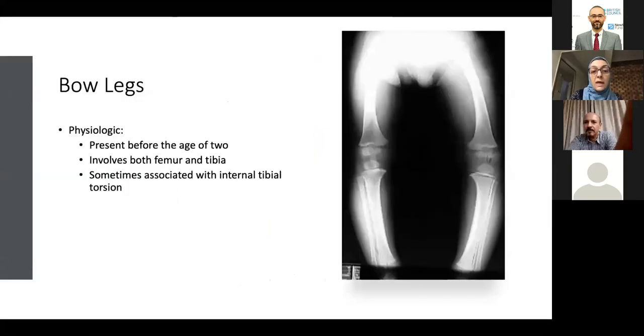Bow legs can be normal. In all children less than 2 years, this is normal. They appear to be divided between the femur and the tibia, so it's not tibia vara, it's a varus deformity of the whole lower limb split between the femur and tibia, and the child has to be less than 2 years of age. At 2, the children usually get straight limbs, and then later on they develop physiologic valgus.